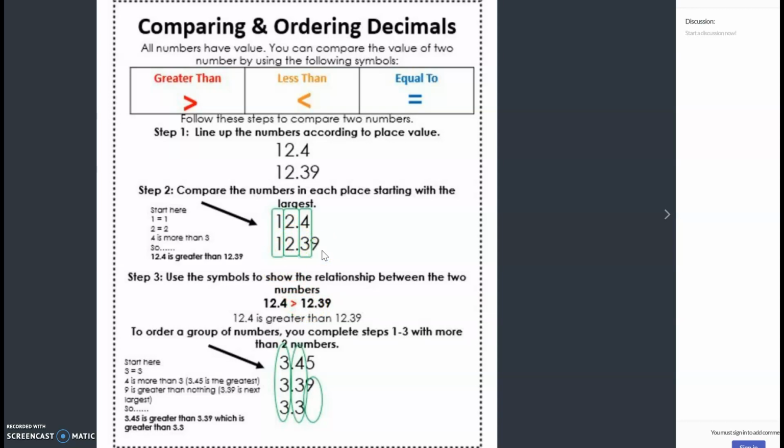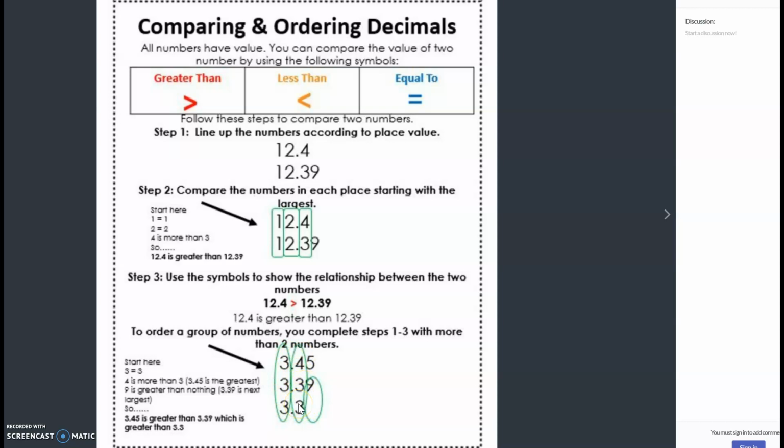Now, same thing on the ordering. So down here we have a group of numbers. So we have 3 and 45 hundredths, 3 and 39 hundredths, and 3 and 3/10. So I'm going to go digit by digit comparing them. Okay, so my 3s are all the same, so I can automatically hop right to my tenths. I have two 3s here.